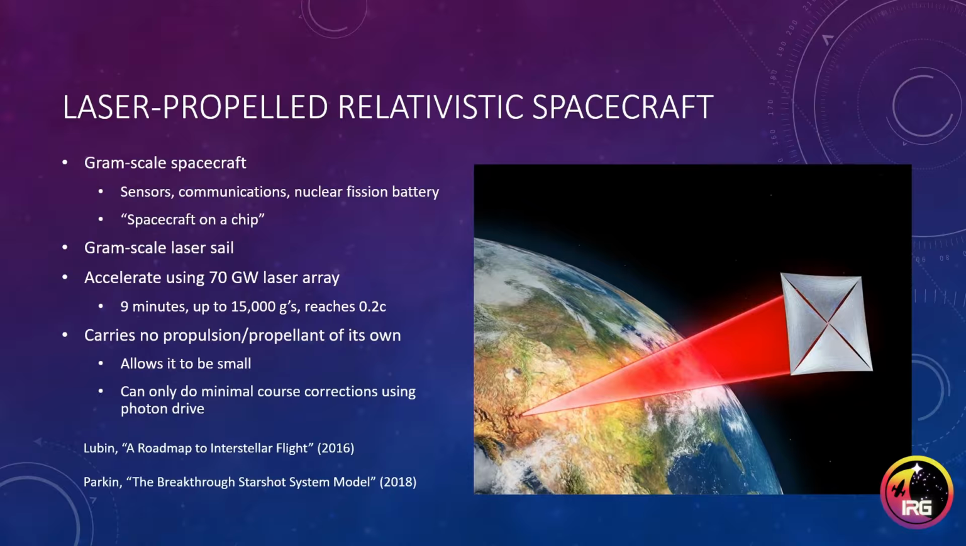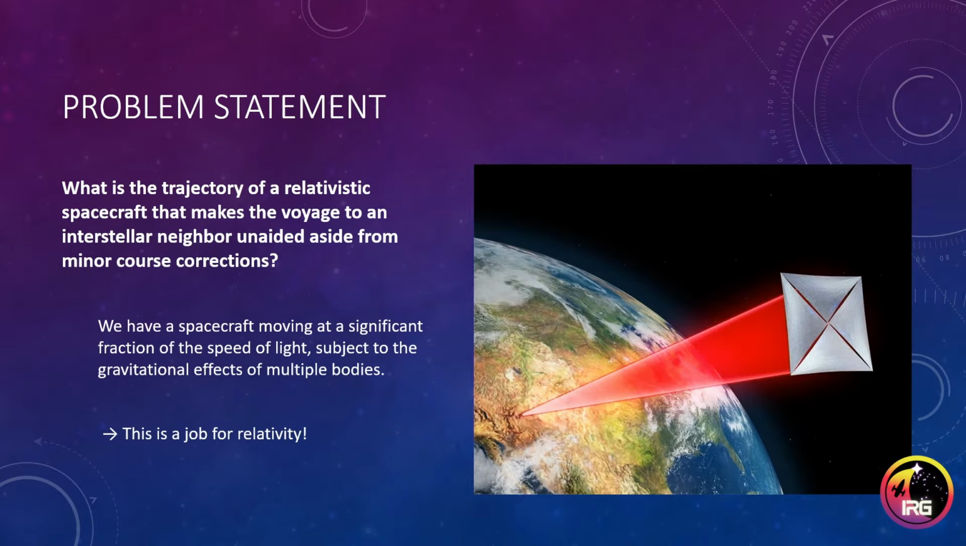So the question we are asking is, how do you aim such a thing? What is the trajectory of a relativistic spacecraft that makes the voyage to some interstellar neighbor unaided, aside from some minor course corrections? And if we look at the scenario that we have here, we have an object, which is the spacecraft, moving at a significant fraction of the speed of light, and it's subject to the gravitational effects of multiple bodies. This is a job for relativity.